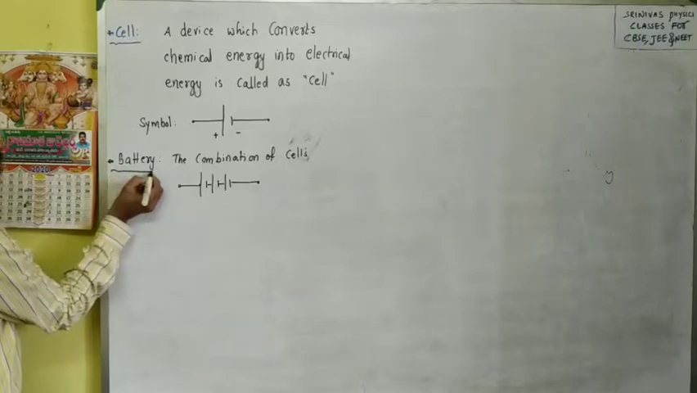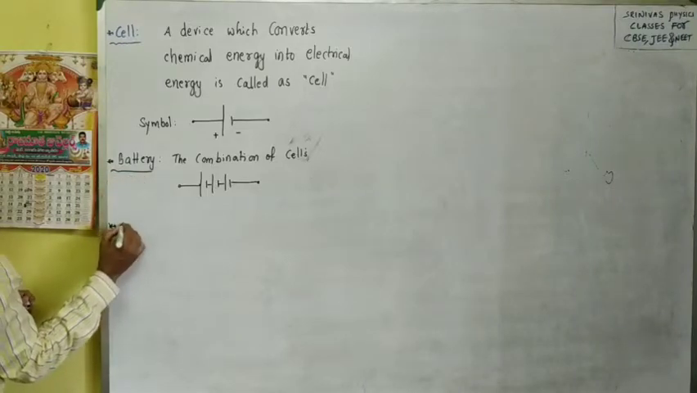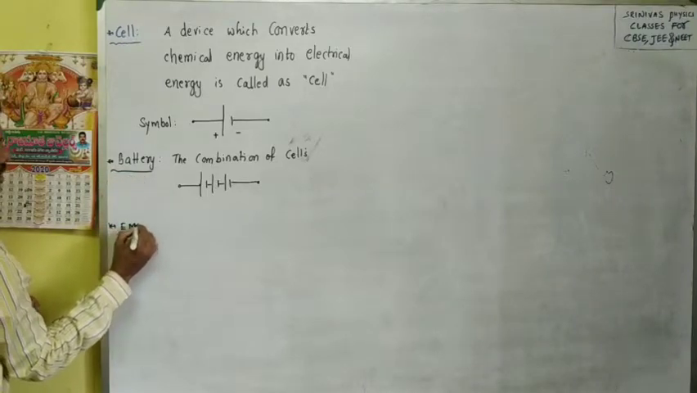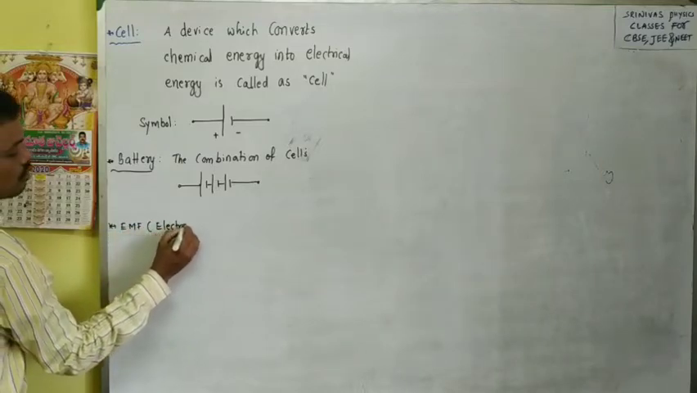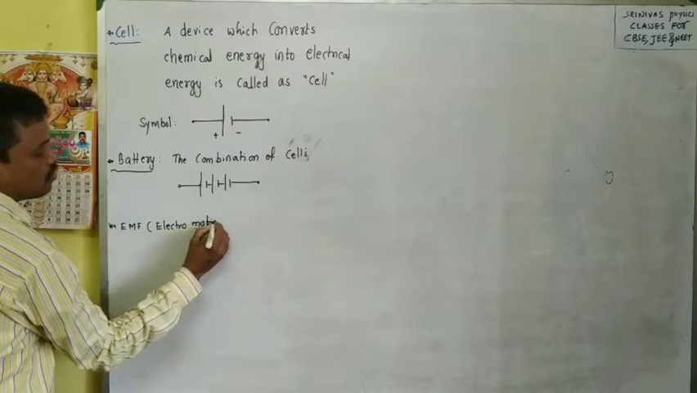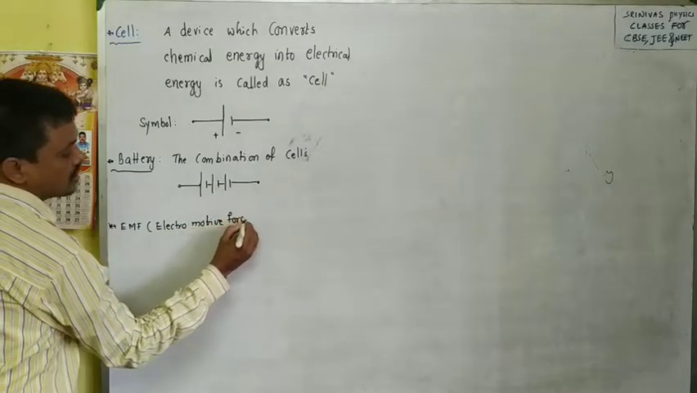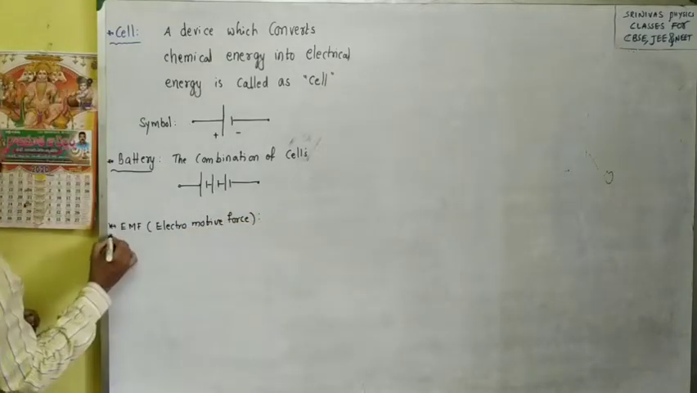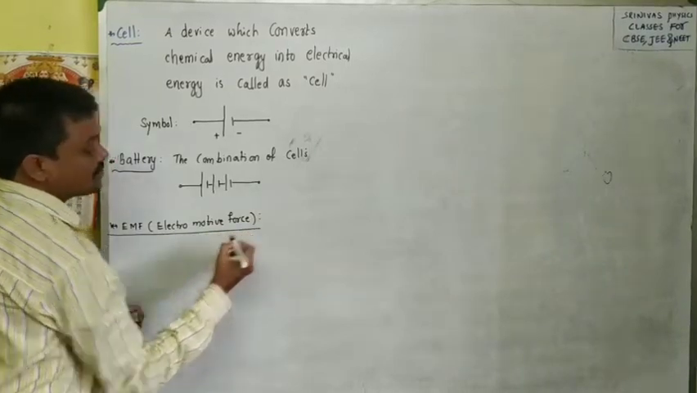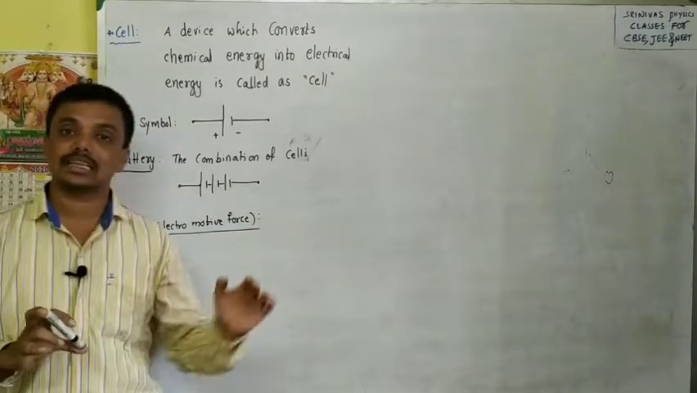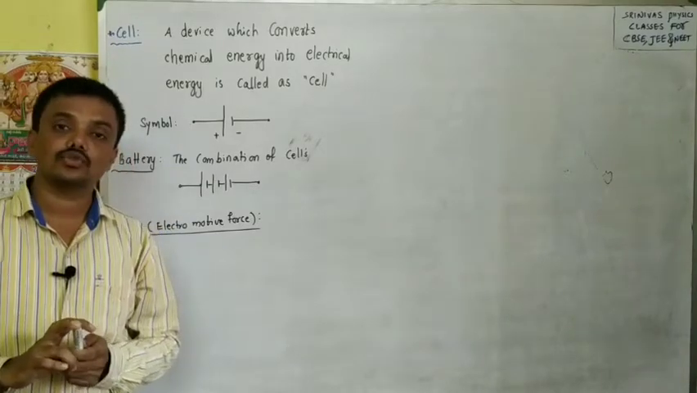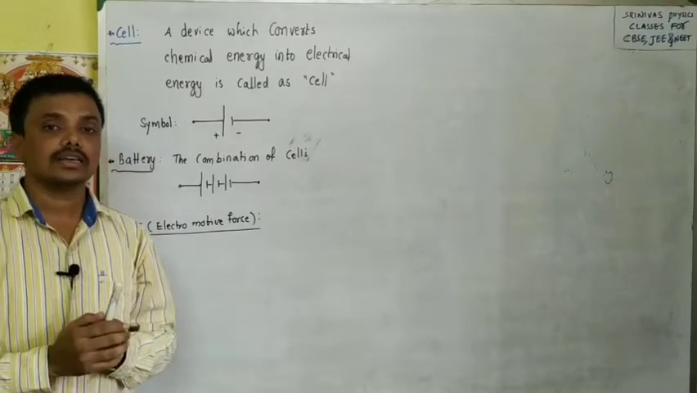And now what is EMF? Okay, some basic terms I am going to tell about the cells. What is EMF? Electromotive force. What is electromotive force? What will this cell do in the circuit? What is the need of the cell? Cell converts chemical energy into electrical energy. It supplies the current, right? And it is used to maintain the current in the circuit.